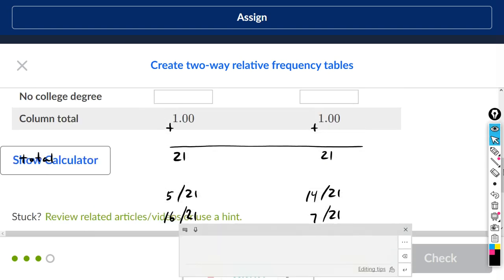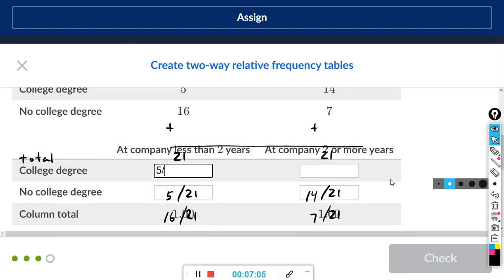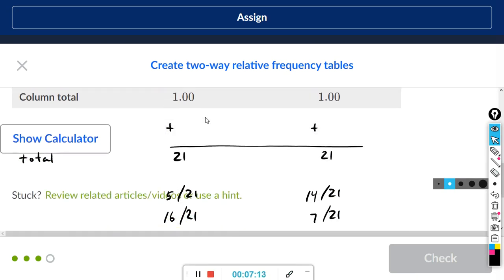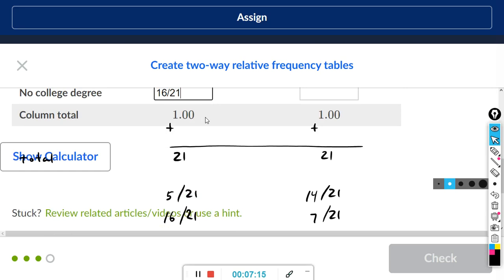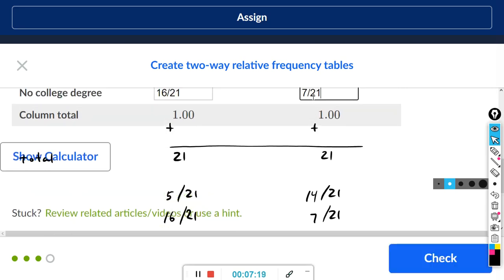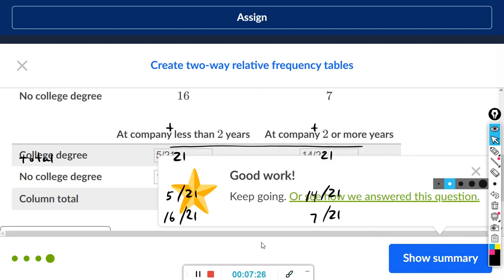So that's it. So I'll just enter those totals, 5/21. Then over here we did 14/21. This was 16/21. And finally 7/21. So that's basically it.